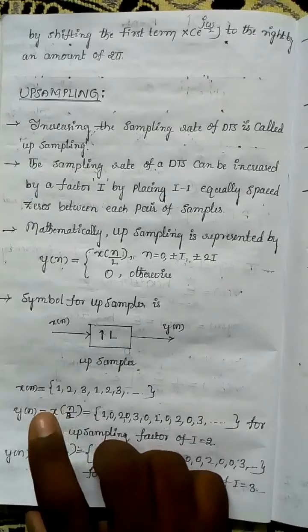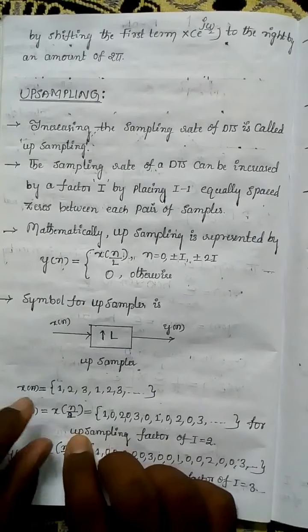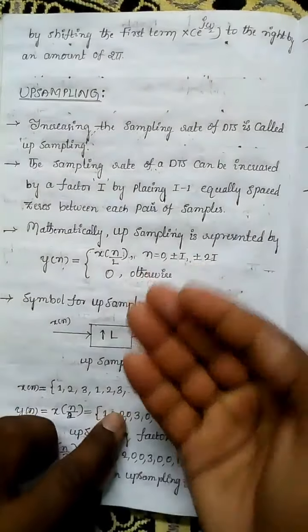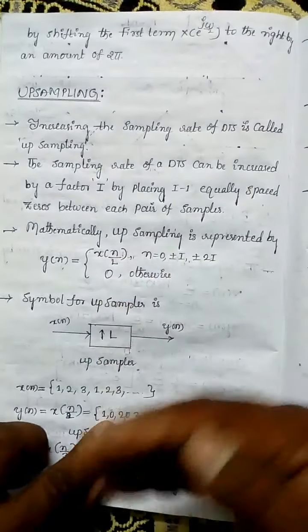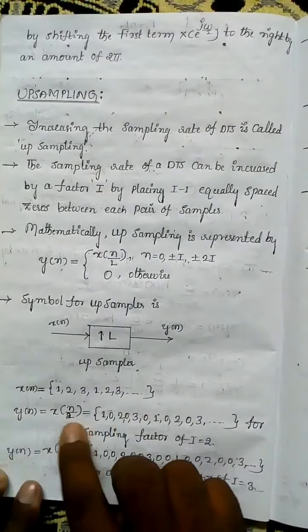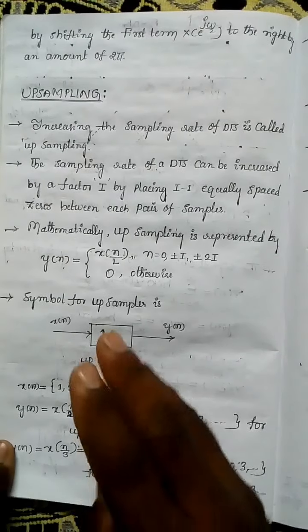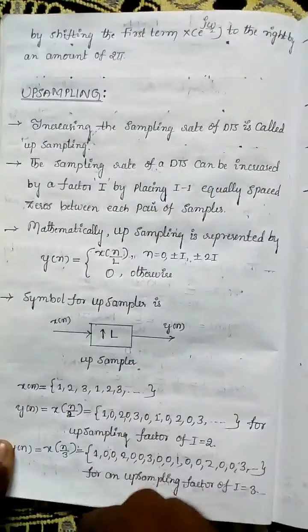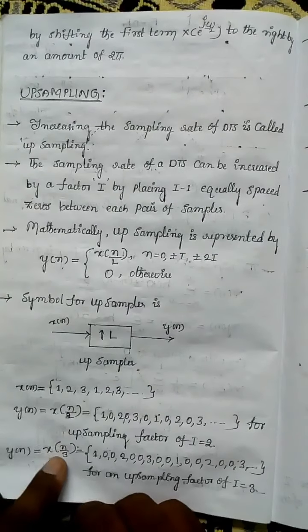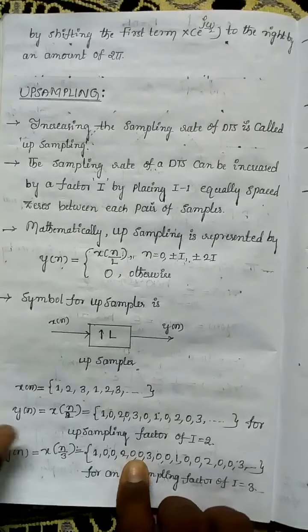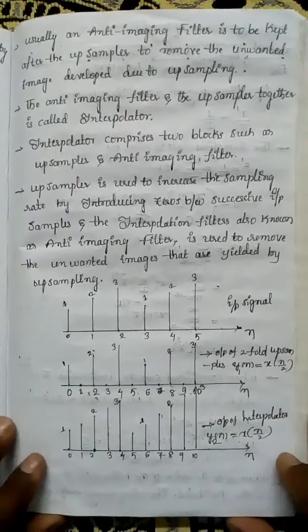This is x of n by 2. You see, instead of the original sequence we are getting it like this. How to get it? Just increase the number of samples. Here n by 2 means 2 samples. For example, n by 3 means 3, to increase the input sequence. Whenever x of n by 3 is there, it occurs from the input sequence. Just see the diagrams, you can easily understand.